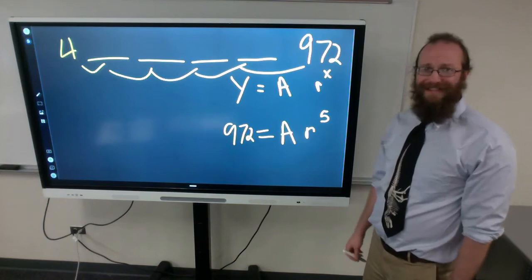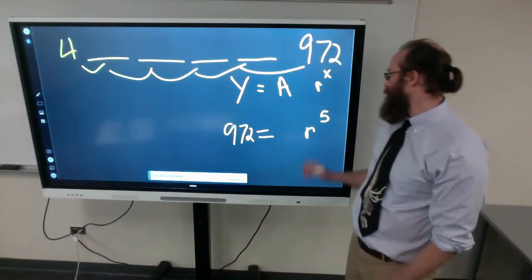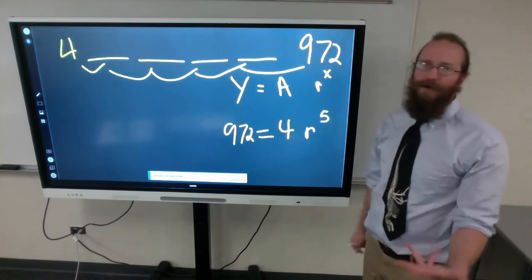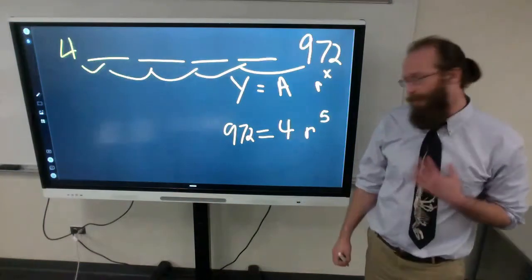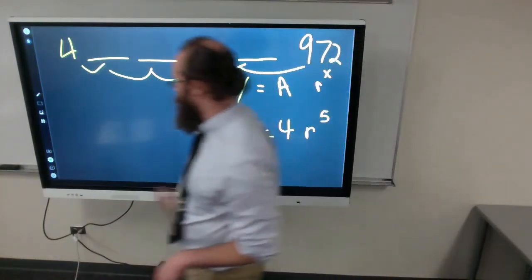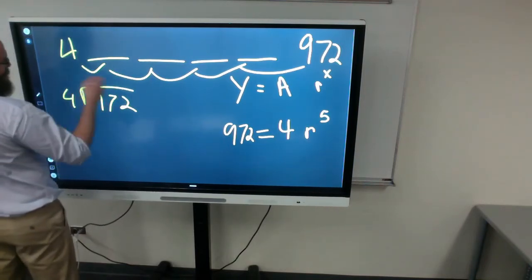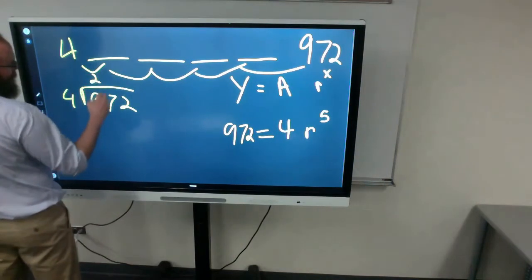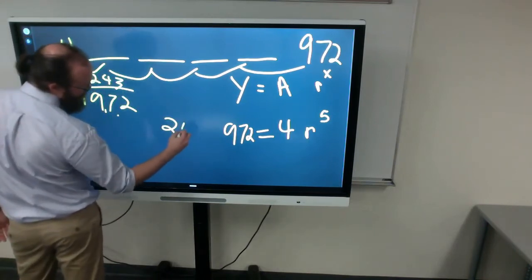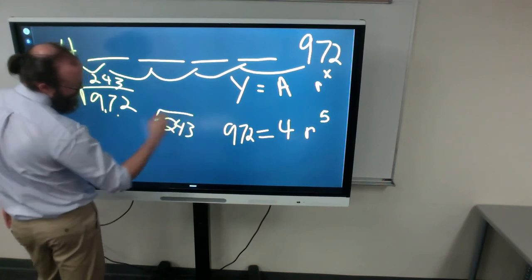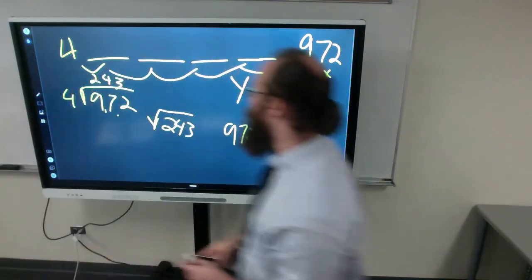Now we need to solve for our r. Our a value in this case is where we start, which was 4. So we have 4 times r to the 5th equals 972. Let's divide both sides by 4. 972 divided by 4 gives us 243. And let's find the square root of 243. Mr. Curry is going to do that on a calculator.